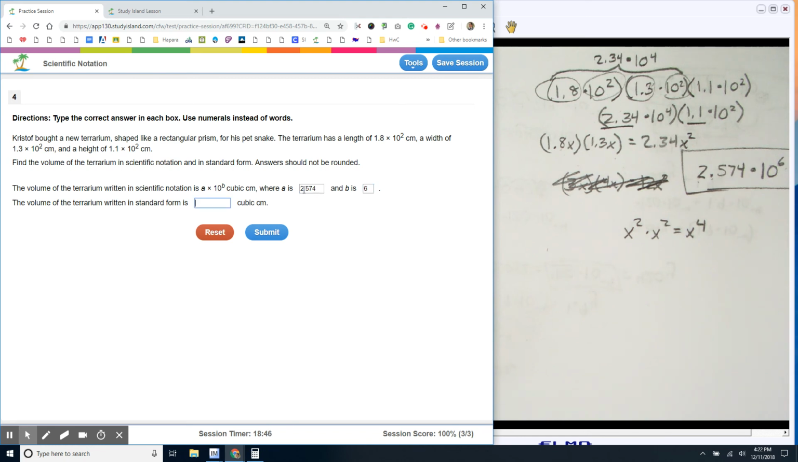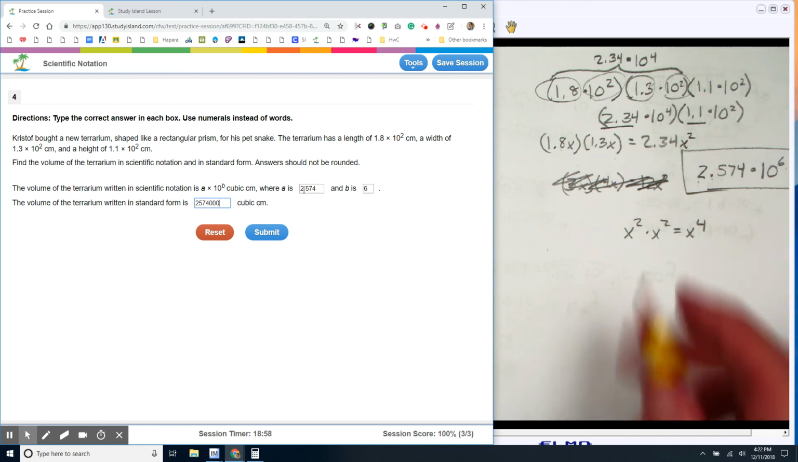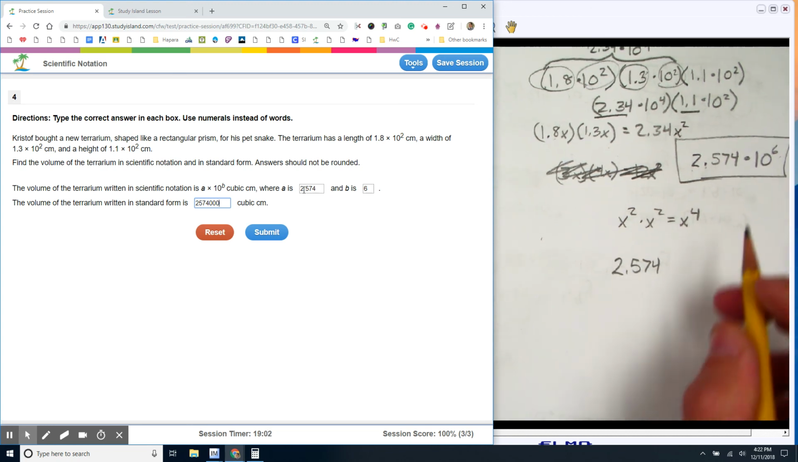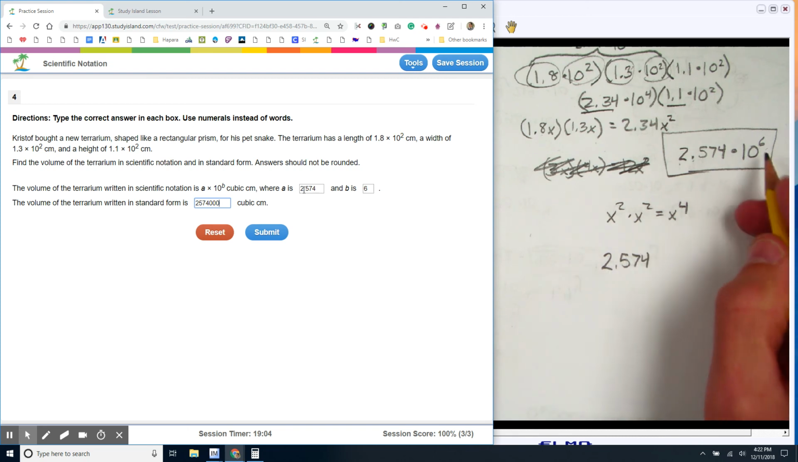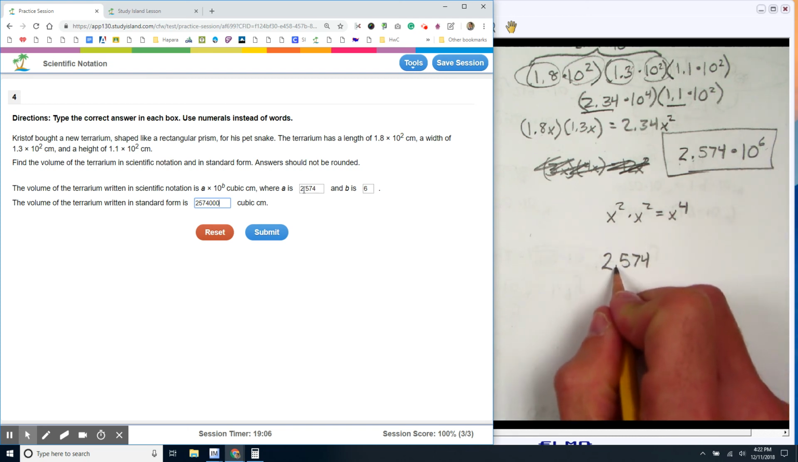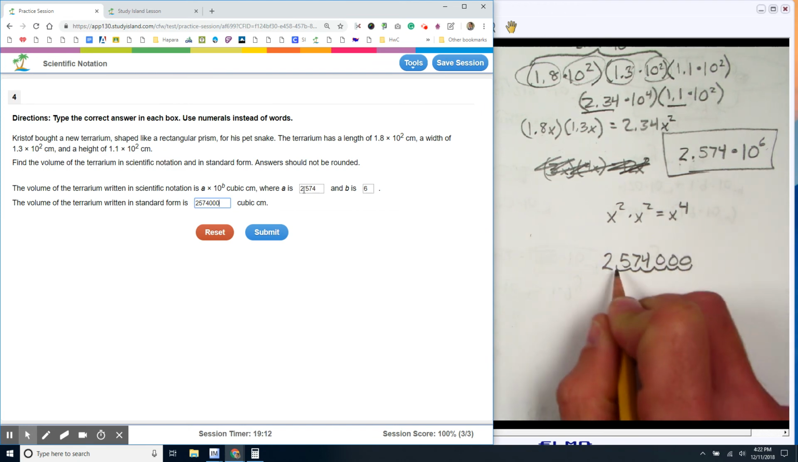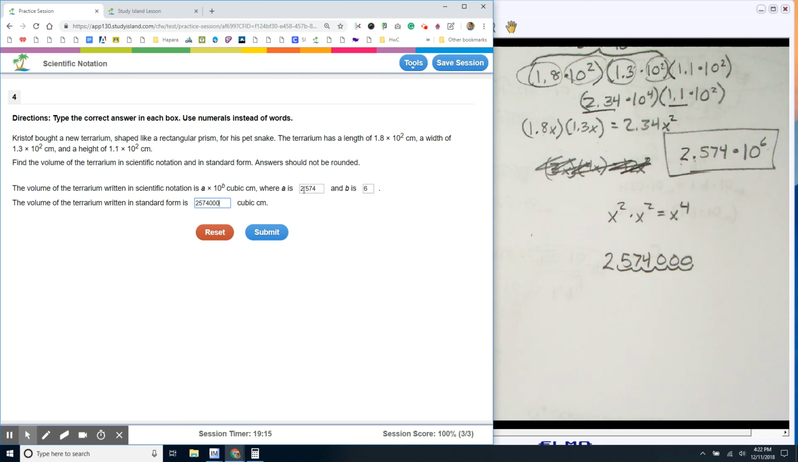Then all we have to do is multiply that out. We've got 2, and then I have to move it 6 places. So 5, 7, 4, and then 3 more places is 3 space-filler 0's. So again, I have 2.574, and I'm moving this decimal place 6 places larger. So 1, 2, 3, 4, 5, 6. So 1, 2, 3 extra decimal places. So 2,574,000.